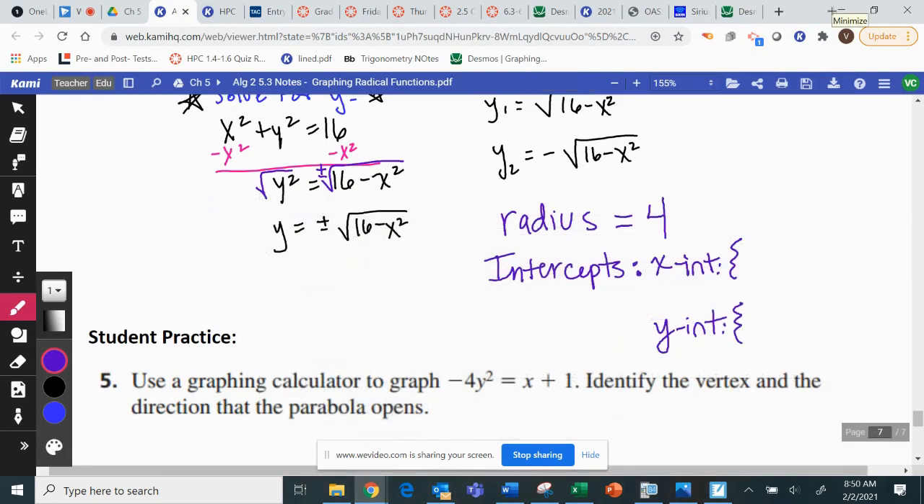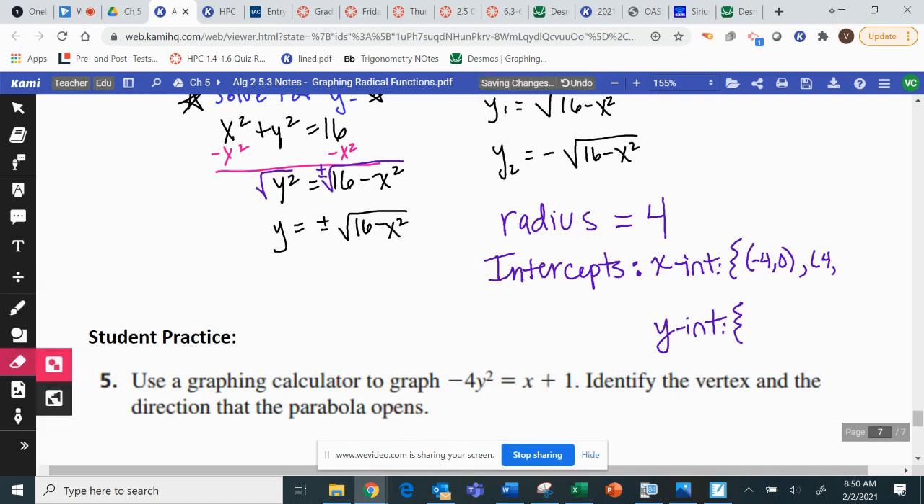So I'm going to write those as ordered pairs. So we'll say -4, 0, and then 4, 0. Ugh, it's messy. -4, 0, and 4, 0. I wrote those from left to right.